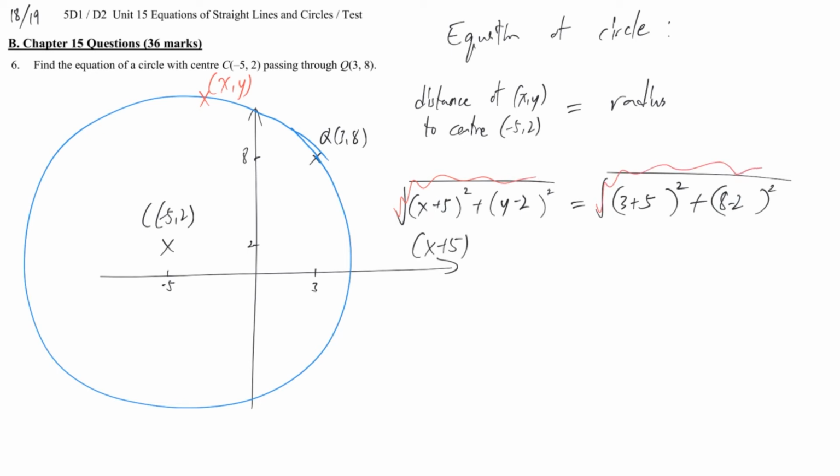x plus 5 squared and then plus y minus 2 squared is equal to this one. You may just calculate it, you will get 100. And this is already the answer, already the equation of the circle. Any x, y combination that fulfills this requirement lies on the blue circle.